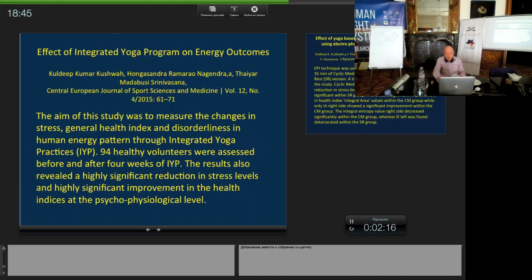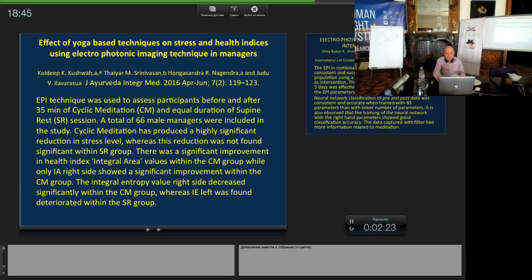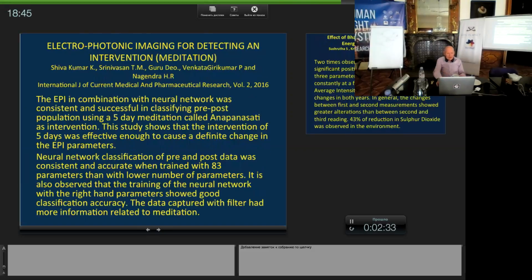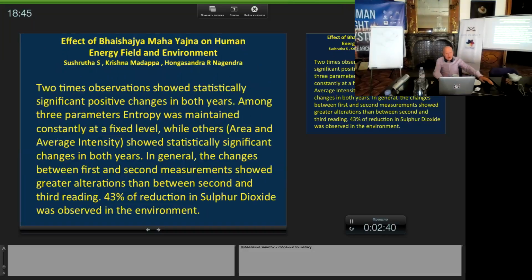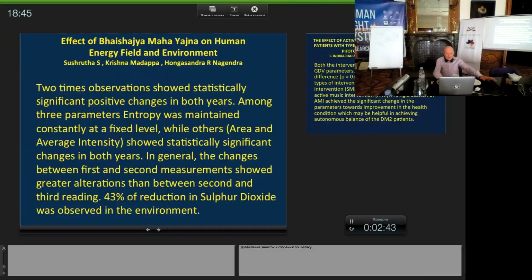Then integrative yoga program. Again, it was a very high effect. Effect of yoga-based techniques on stress, with our stress index. And again, it was demonstrated a high effect. It's another paper for intervention meditation. This is a very special effect of Mahayani training, so it's a separate type of yoga, and again it was very interesting.